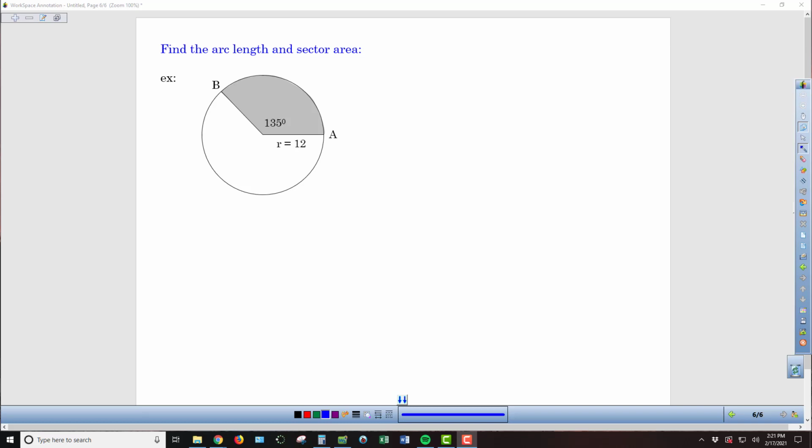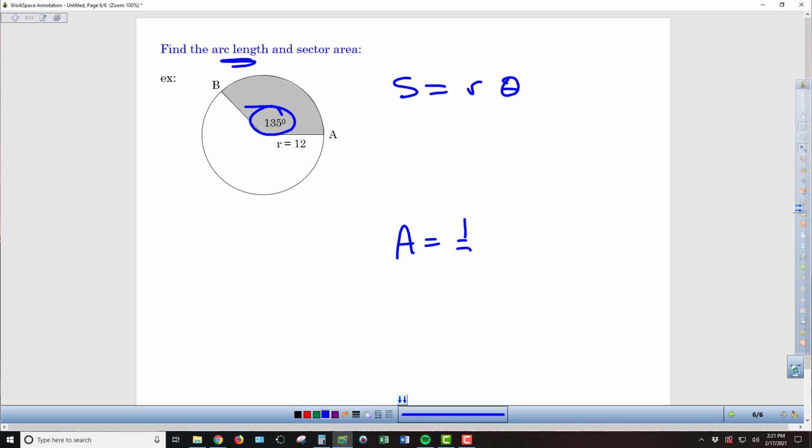So right away we can see in the example that the angle is given to us in degrees. So before we can use the arc length formula of S equals R theta, or the area formula of 1/2 R squared times theta, we have to know what that angle measure is in radians. So we're going to have to use the conversion factor to convert it into radians from degrees. So our conversion factor, as we know, is pi radians over 180 degrees.